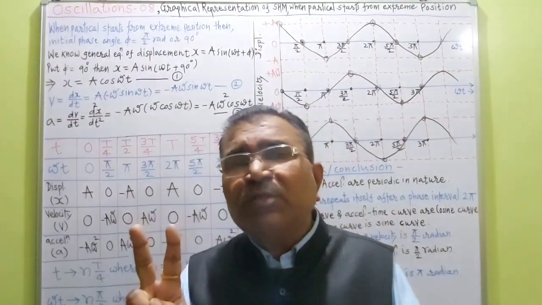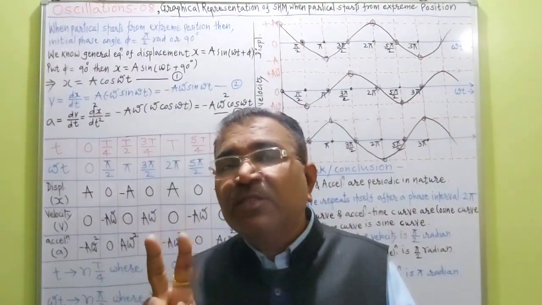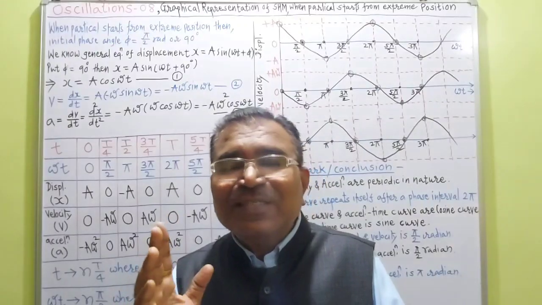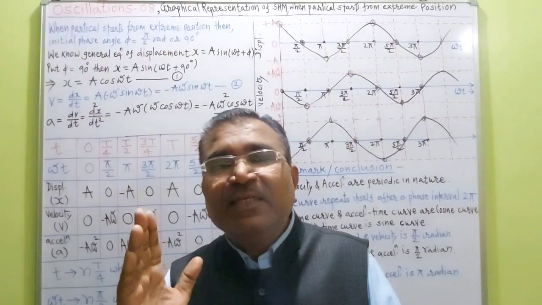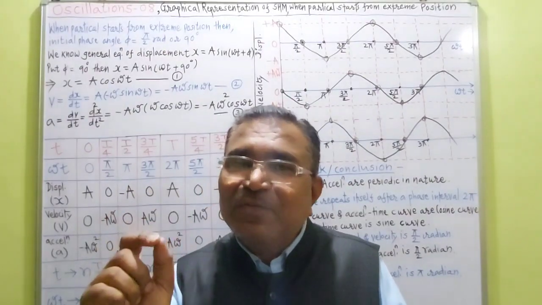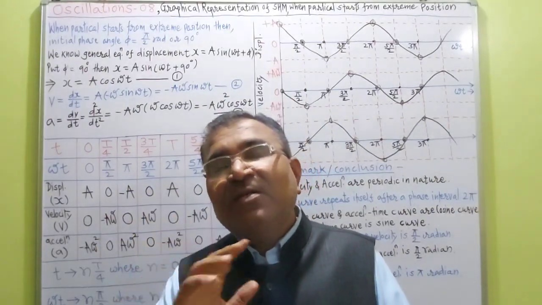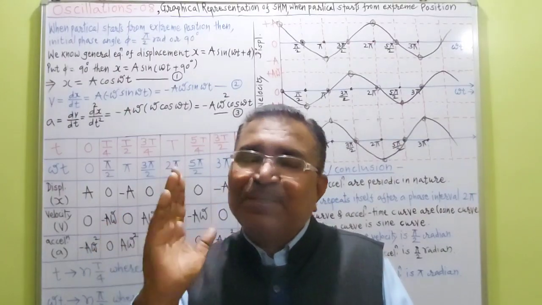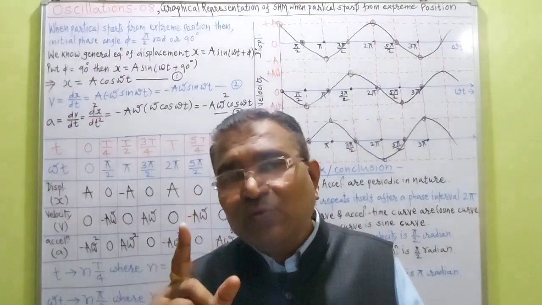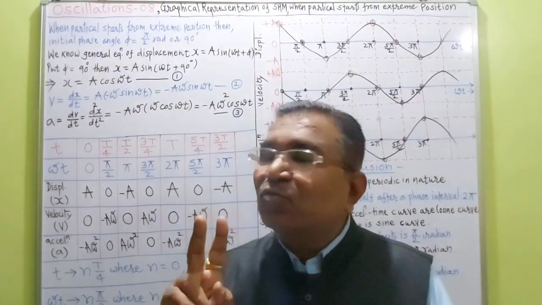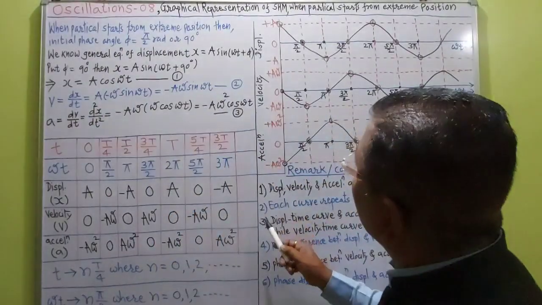So two conclusions we have already written. Number 1, what is the first conclusion? Displacement, velocity and acceleration are periodic in nature. And the second one, all the curves repeat themselves after a phase interval of 2 pi. So these are the two conclusions that I have written first.